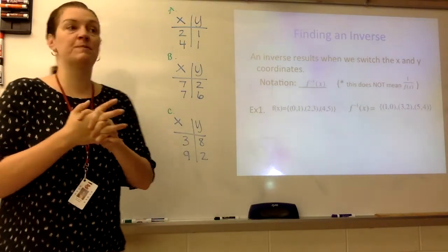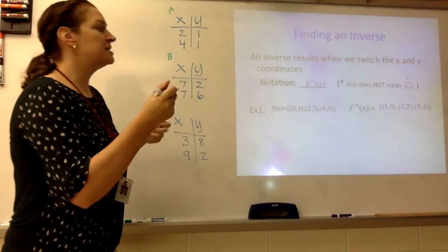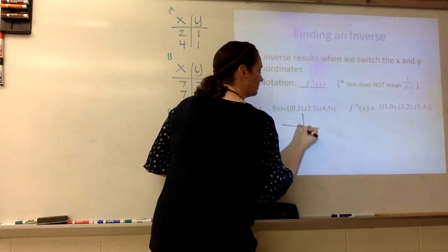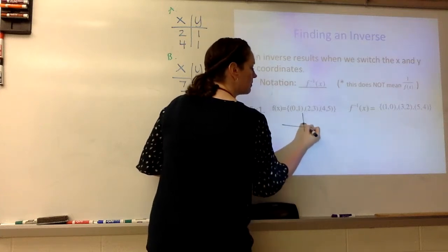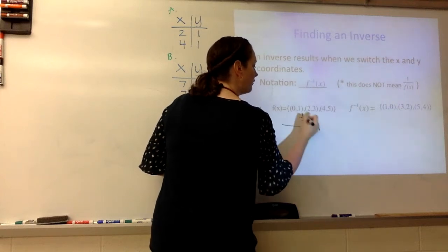Now, this is not in your notes, but it would be great if you added this because I think it's going to make a lot of sense. Let's say we take these points here and we do a quick picture. So I have 0, 1. I have 2, 3. I have 4, 5.